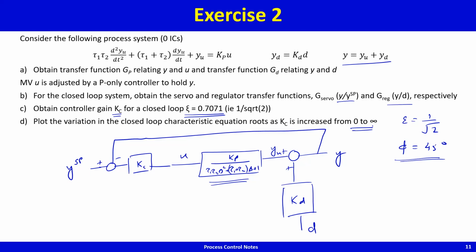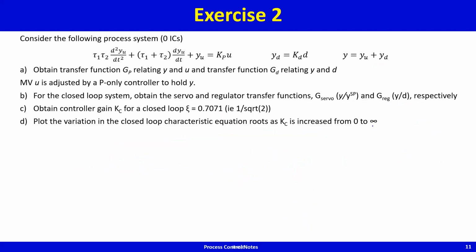Once you have the expression for the closed loop characteristic equation roots, you can think in your own mind as to how these roots are going to move as Kc is changed from 0 to infinity, and then make that sketch. Okay, so this is exercise 2. With this we come to the end of this rather long lecture. Maybe I should have split it into smaller ones, but maybe next semester that's what I'll do.